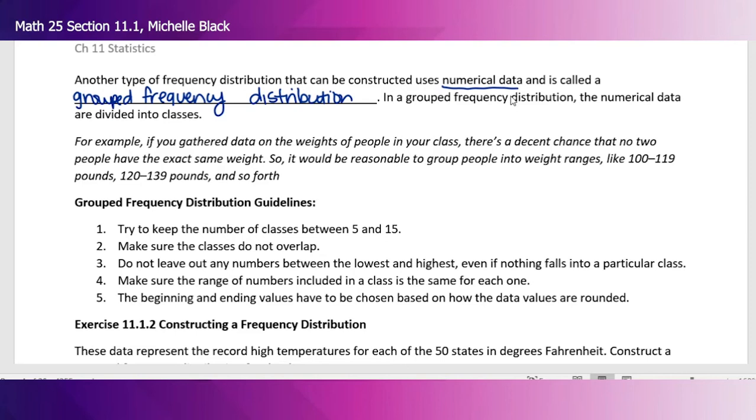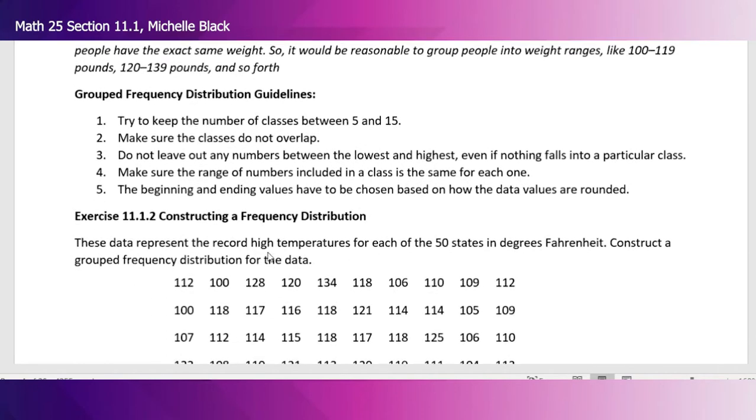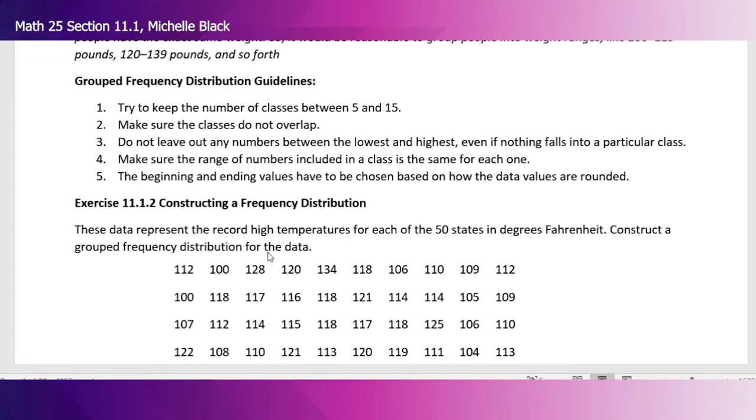So for example, if you gathered data on the weights of people in your class, there's a decent chance that no two people have the exact same weight. It would be reasonable to group people's weights into weight ranges, like 100 to 119 pounds, 120 to 139 pounds, and so on. So in our grouped frequency distributions, the numerical data are divided into classes. Here are some guidelines you want to follow when making the grouped frequency distribution.